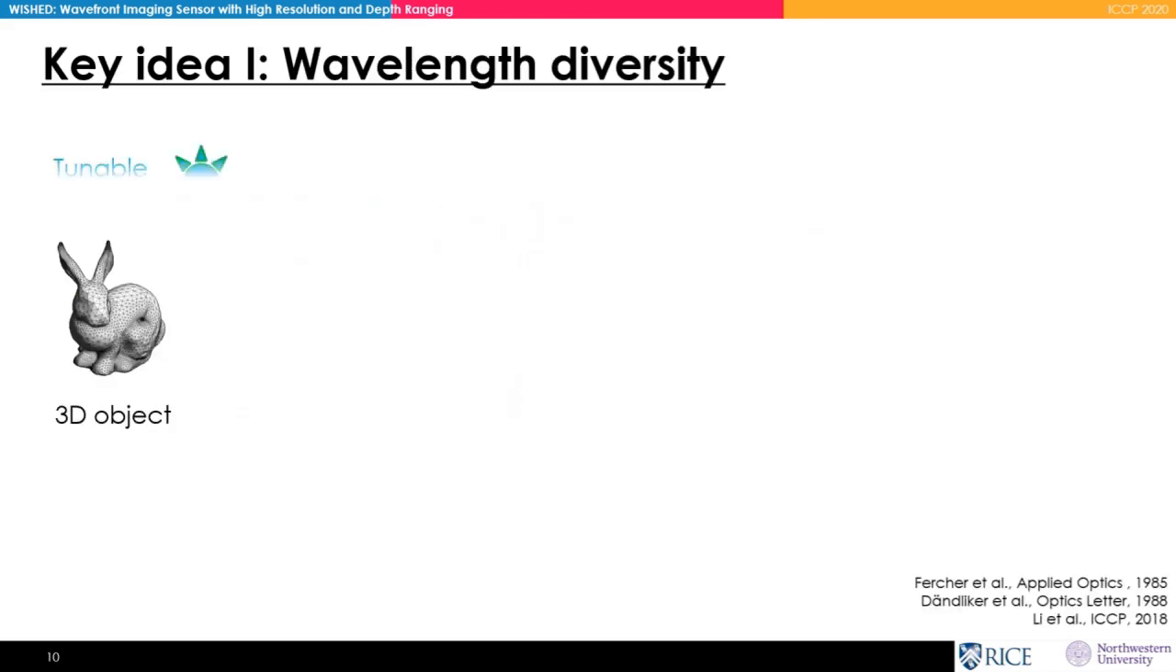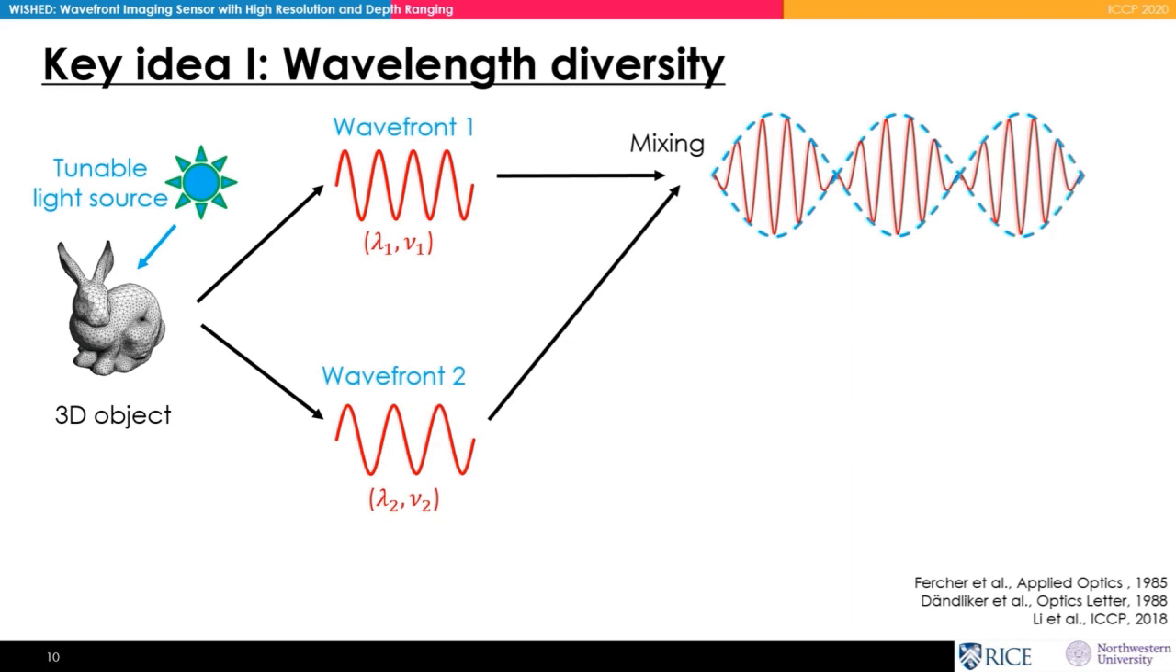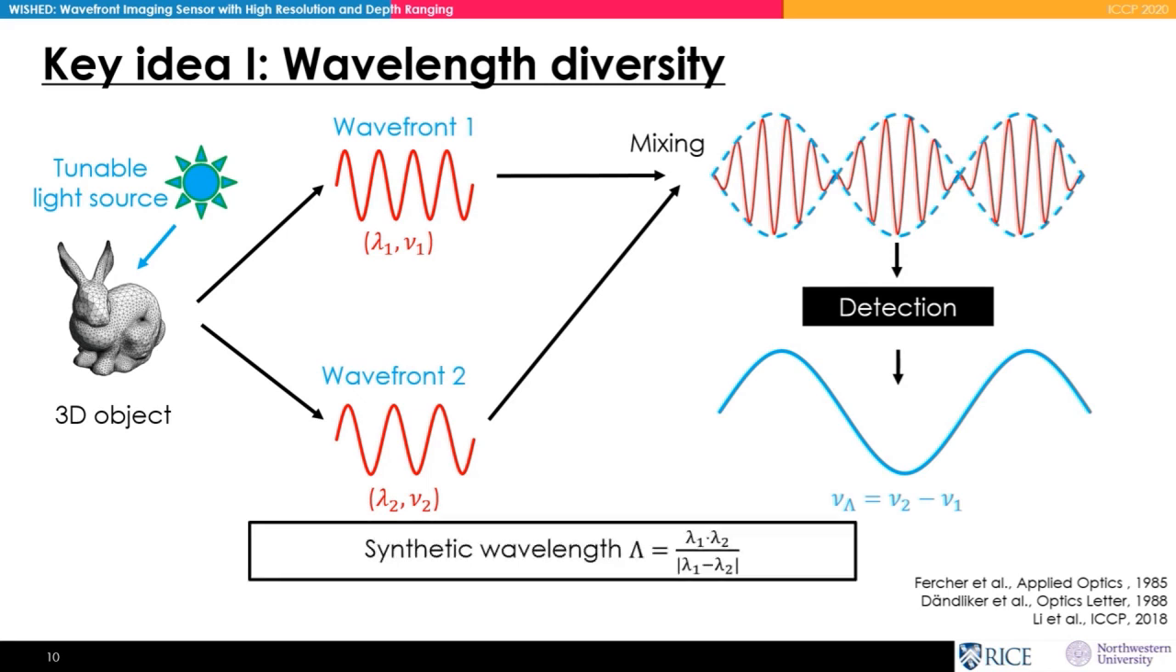By using the tunable laser, we exploit the wavelength diversity which has been used in optical interferometry. During the imaging, we measure two wavefronts using two different wavelengths, λ1 and λ2. When we combine these two wavefronts coherently, we get the beat frequency, which provides a synthetic wavelength as shown below.